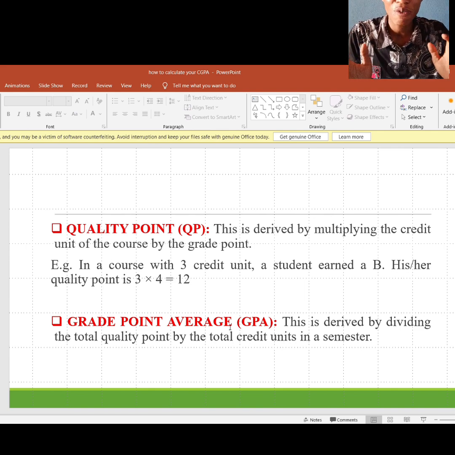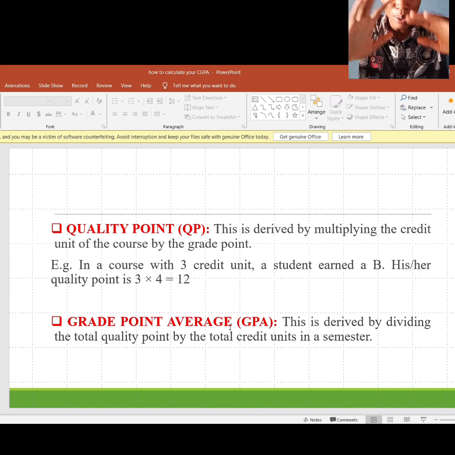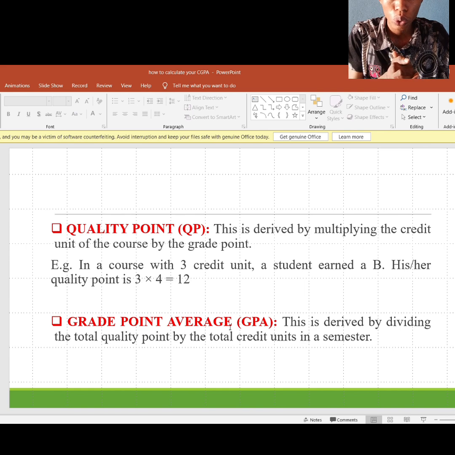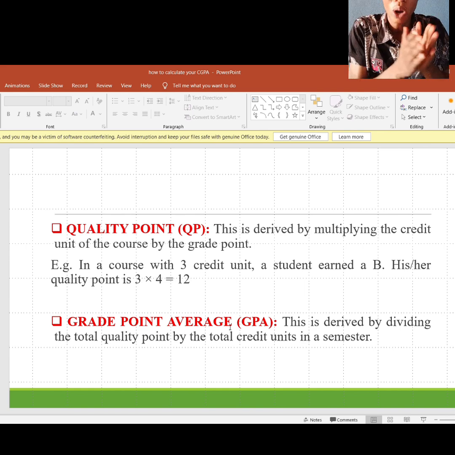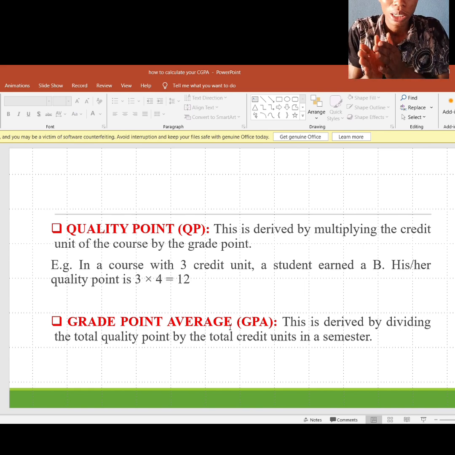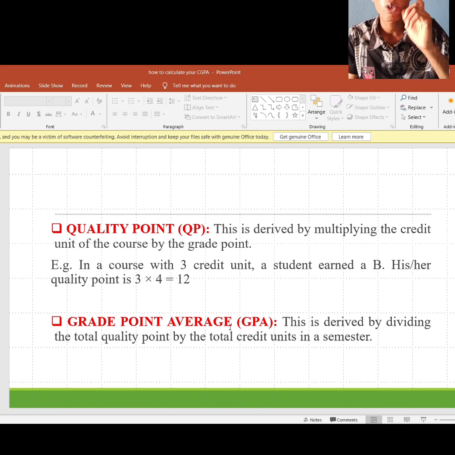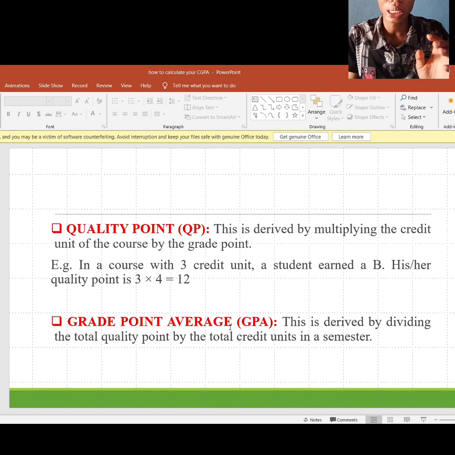Cumulative grade point average is for the whole term you've attended school. It can be for year one, year two, year three, but grade point average is only for a semester. Do you get that? It's only for a semester.